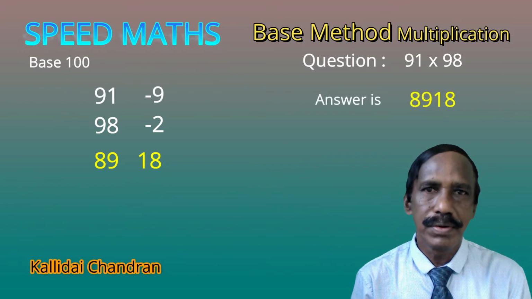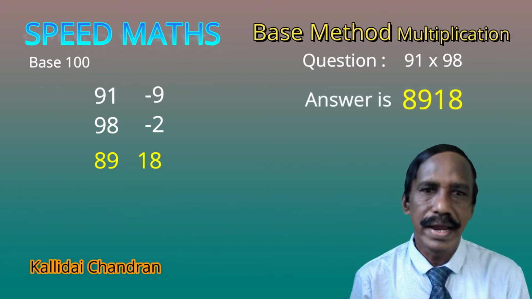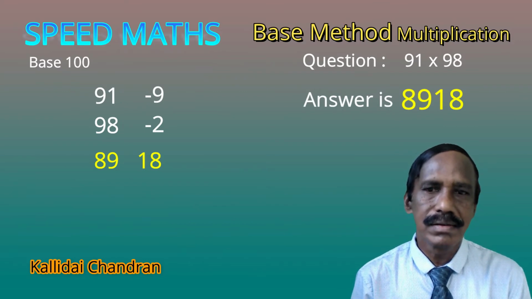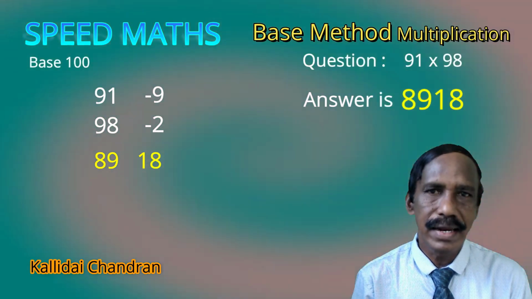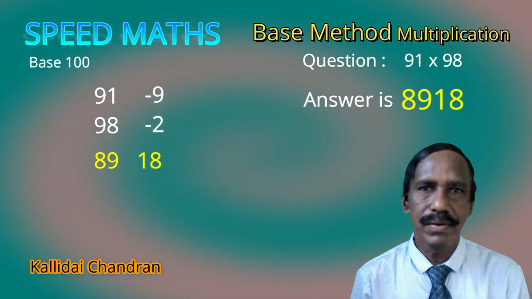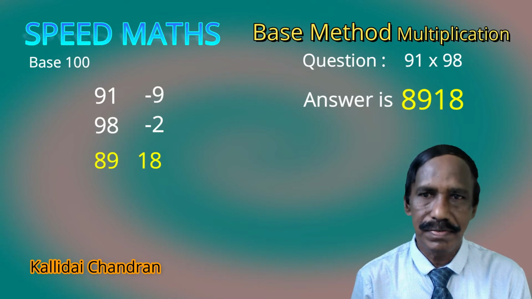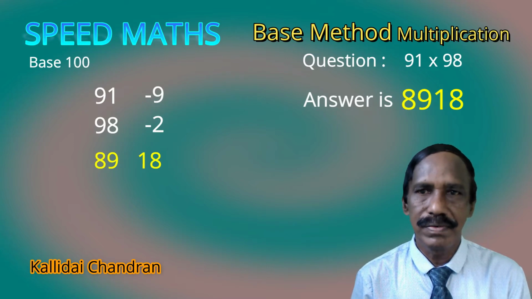Now, we have to put the figure of 89 below 91 and 98. Thus, the answer is 8918. 8918 is the answer of multiplication of 91 into 98.